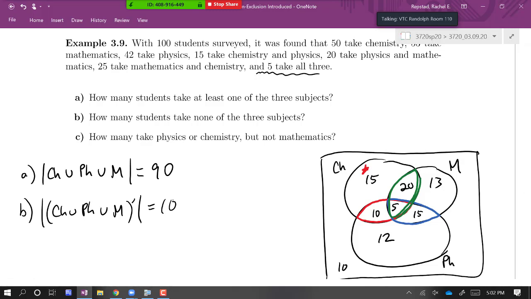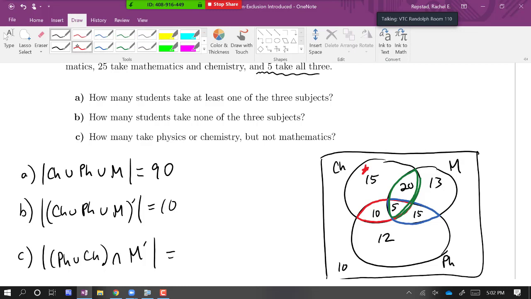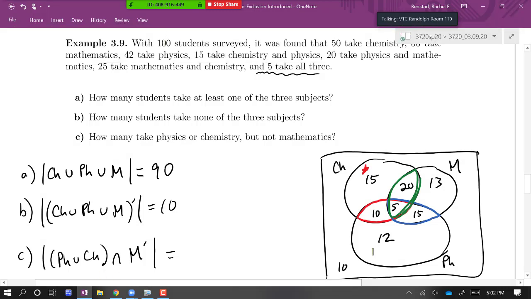And then how many take physics or chemistry, but not mathematics? If we were to denote that using some set notation, we want them to be in the physics or chemistry, so the union of physics and chemistry, but not math. So I'm going to intersect that with math complement. That's just a little bit of notation so we can identify what we are talking about in the Venn diagram. Physics or chemistry, but not math. Oh, physics or chemistry, not and. So we're going to add those three. That gives us 37.